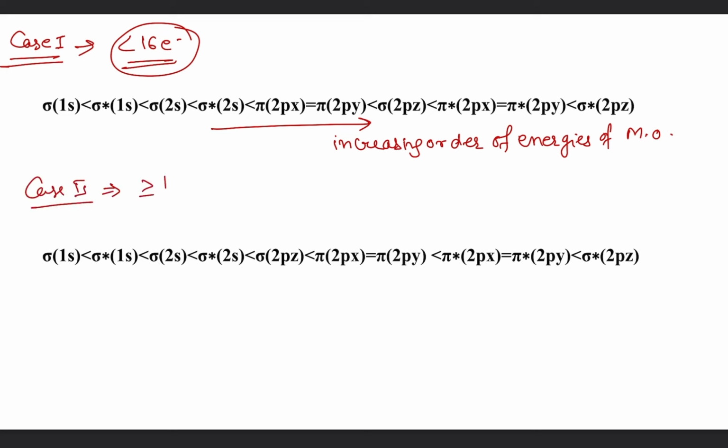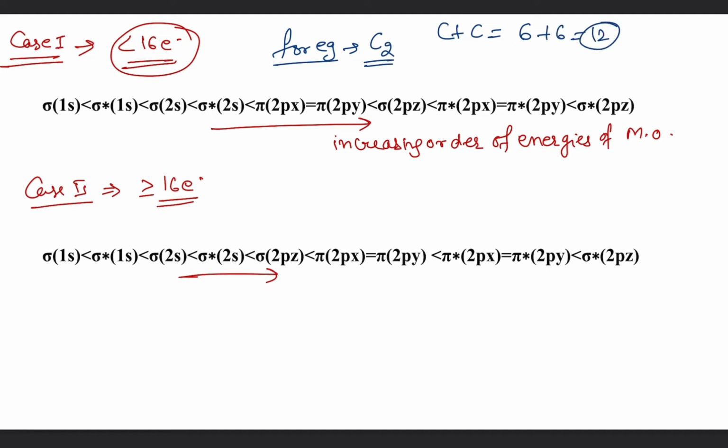Case 2 is if it has greater than or equal to 16 electrons, then you have to fill in this order. For example, let's say C2. There are two carbons, one carbon has 6 electrons, the other has 6, so 12 electrons. So we will fill the 12 electrons in this configuration. Similarly, N2, N plus N, 7 plus 7, 14 electrons, so we'll fill in this.